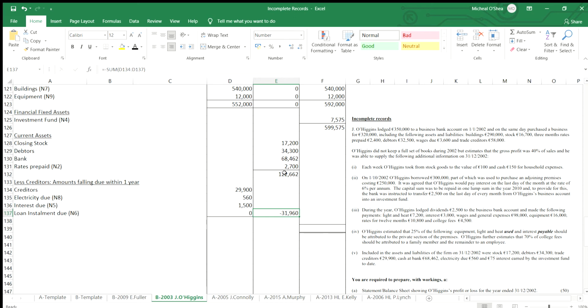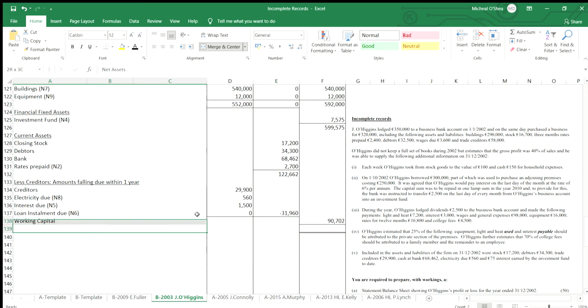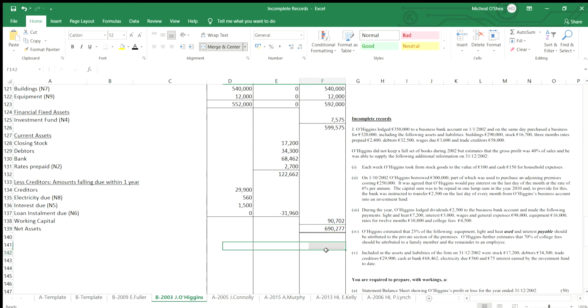My total current assets here is 122,662, minus 31,960, which gives me a working capital of just over 90,000. This is my total fixed assets. Let's add these two together, and it gives me my net assets. My net assets is 960,277. So we just added these two figures there.